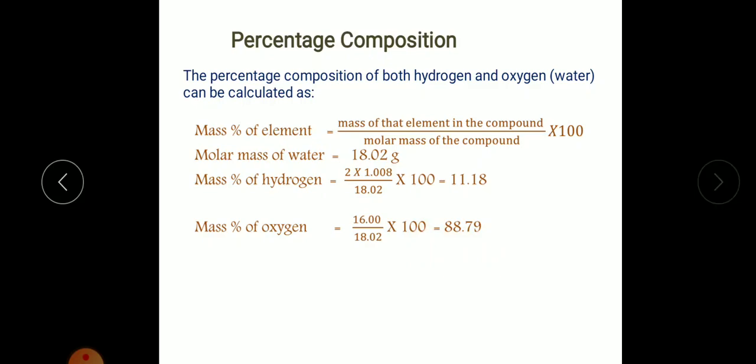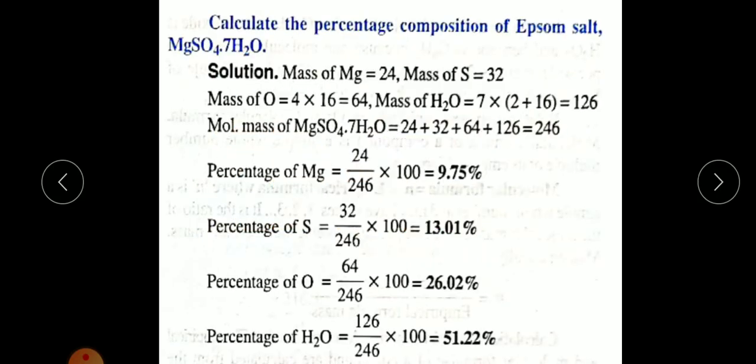I'll show you one more example. Calculate the percentage composition of Epsom salt, which has the formula MgSO4.7H2O. Here also the first thing is that we need to find the molecular mass of the compound. The atomic masses are given: magnesium 24, sulfur 32, oxygen 16, hydrogen 1. When you find the molecular mass for MgSO4.7H2O, it will come as 246. Now you have to find the percentage composition of Epsom salt, meaning the percentage of individual elements: magnesium, sulfur, oxygen, and hydrogen.